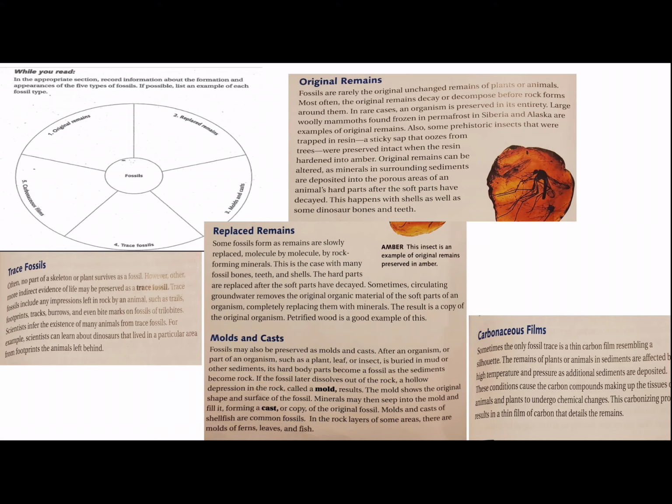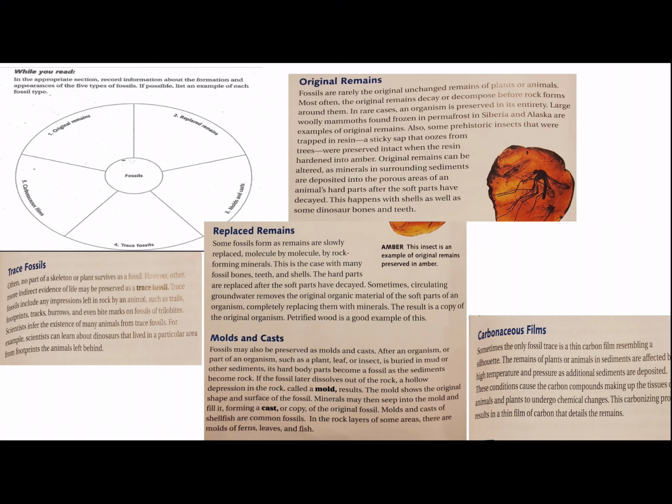And then at the bottom of the paragraph, it says original remains can be altered as minerals and surrounding sediment are deposited into the porous areas of an animal's heart. This happens with shells, and some dinosaur bones and teeth. Okay, so forget that. So basically in number 1, we want to give the example that I said, and also that it's an original unchanged remains of plants or animals. So let's do number 2.